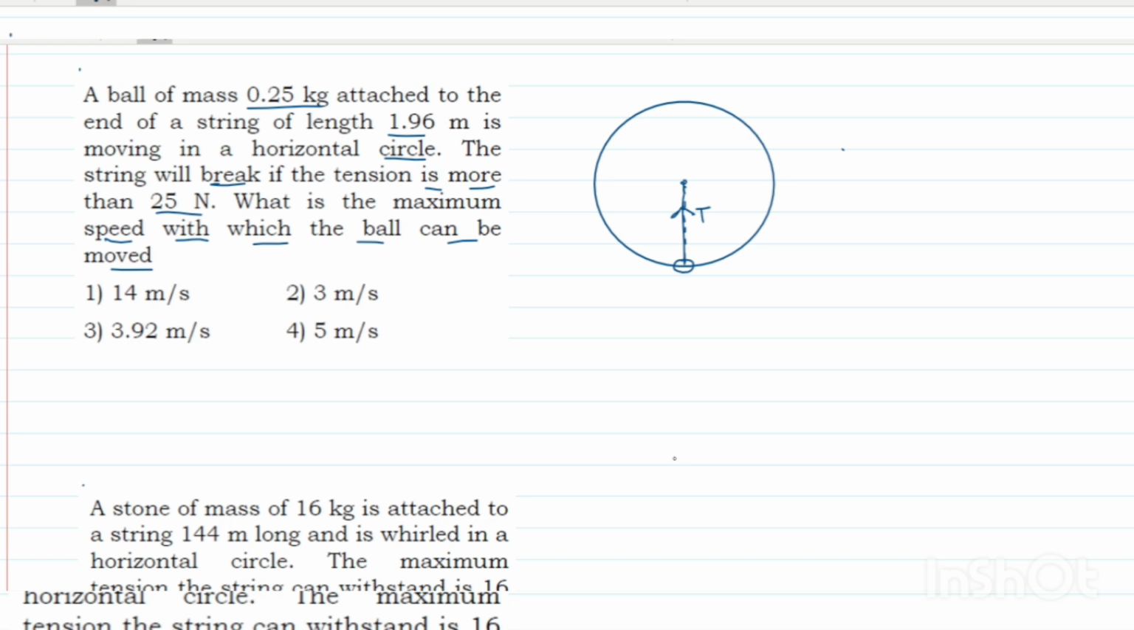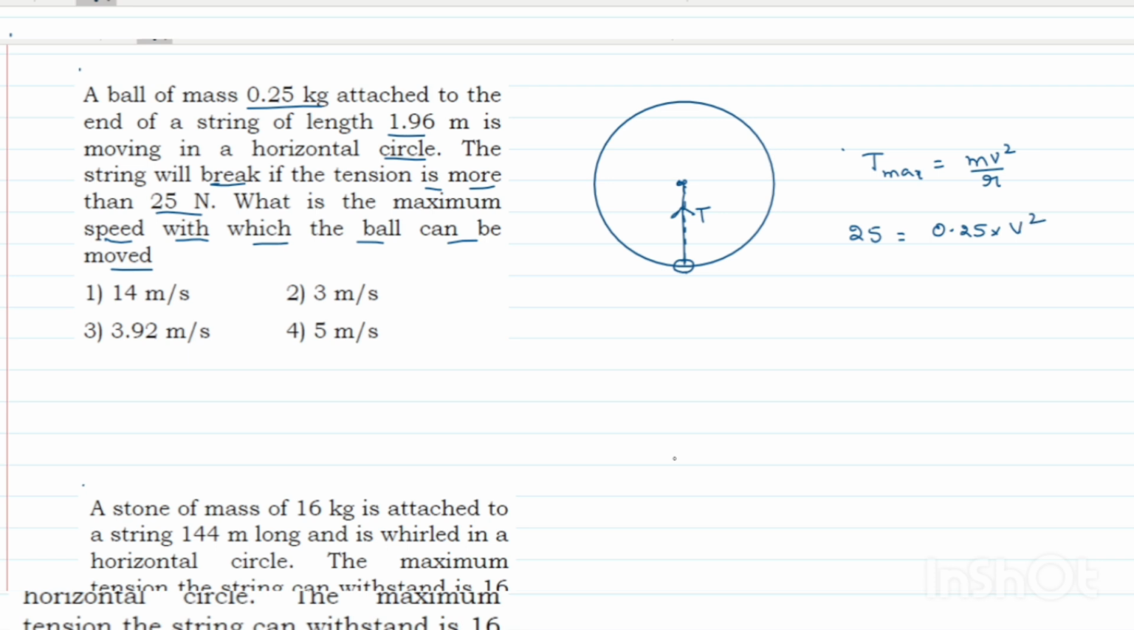So here the maximum tensional force we will get at this point. So T maximum will be equal to mv square by r, which means the maximum tensional force is going to provide the centripetal force to move the body in a circular path. So T maximum is 25 newtons, which will be equal to mass 0.25 kg into velocity, which is v square.